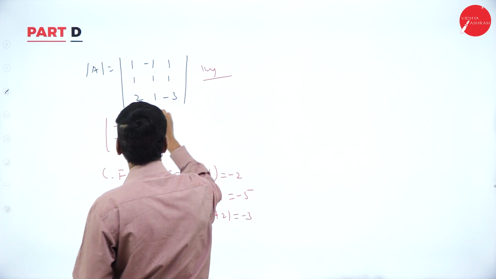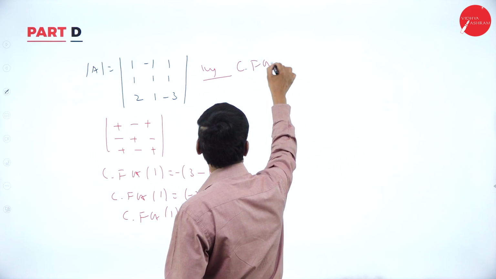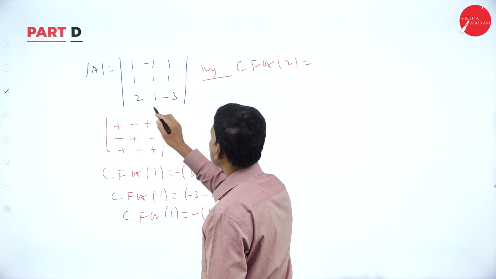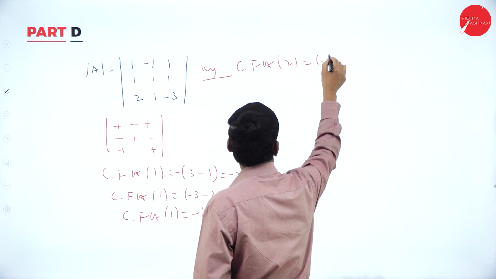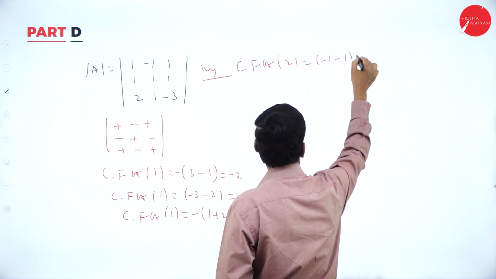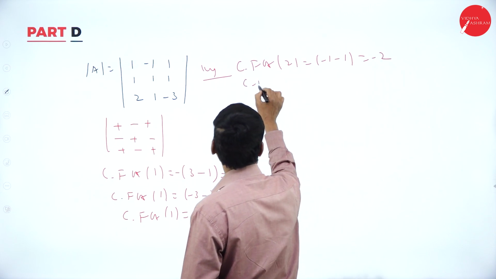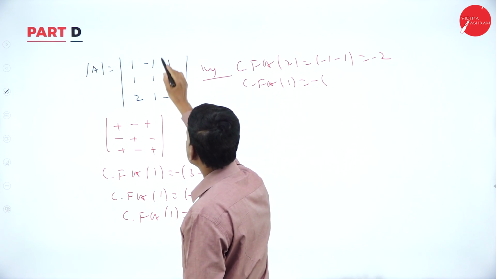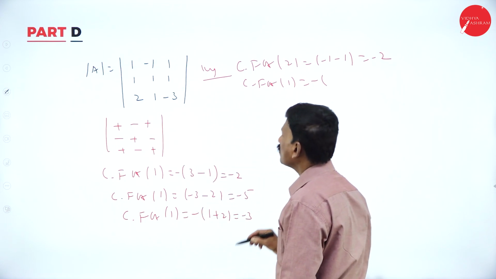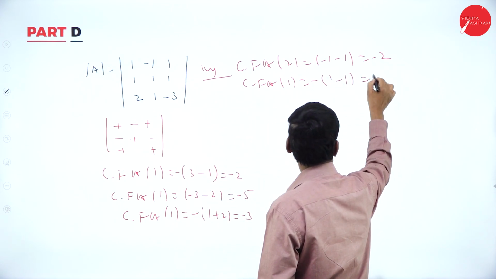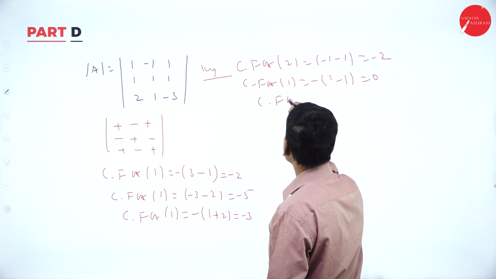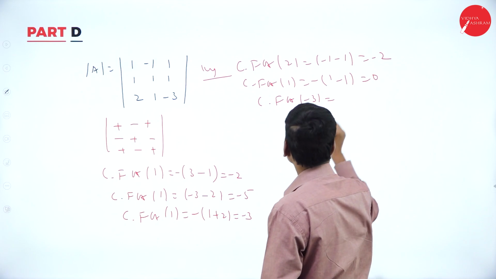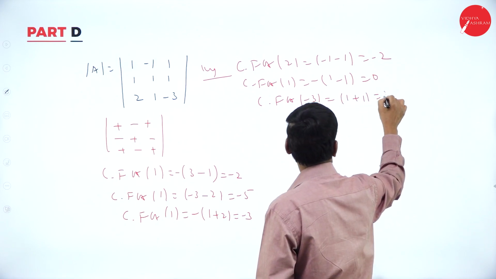Similarly, for the last row, cofactor for 2. The sign is positive, this row and column is gone, minus 1, that's equal to minus 2. And the cofactor of 1 is negative. This row and column is gone. 1 times 1 is 1, minus 1. That's equal to 0. And the last element, cofactor for minus 3, this row and column is gone, 1 minus into minus plus 2.